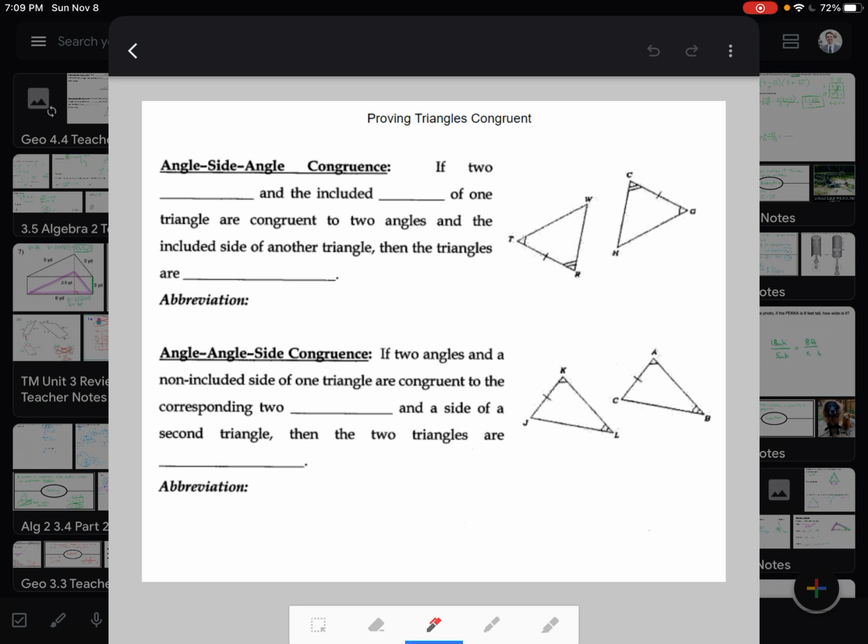Hi everybody and welcome. Today we're going to be talking about proving that triangles are congruent. So your goal after watching this video will be able to correctly identify and apply congruence theorems to proofs.